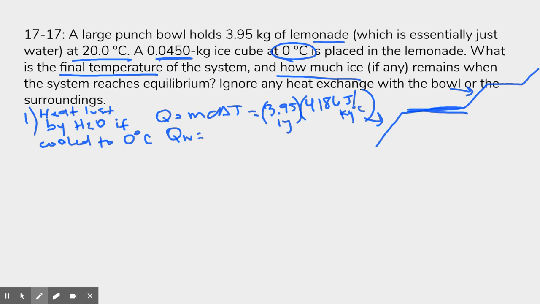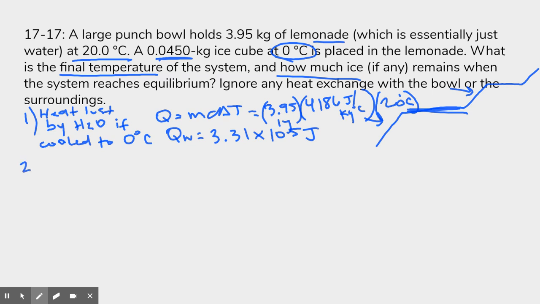And our temperature change is going to be 20 degrees. So we know it's at 20 to begin with, and we want to see what would happen to get it to 0 degrees Celsius. So that's going to be a change of 20 degrees Celsius. So the Q of the water will come out to 3.31 times 10 to the 5th joules. So that's how much heat is lost by the water as it cools down.